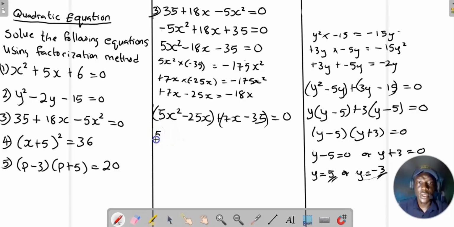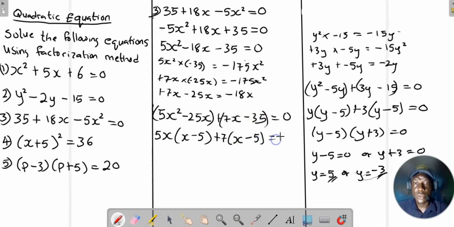Remember, when you factor out, what's common here? You have 5x, and you also have 5x here. So the common term here is 5x. When you factor out 5x, you are left with x here and minus 5 here. In this case, what's common? We have 7 here and we have 7 here. So plus 7. When you factor out 7, you are left with x, and minus 5 here. All of them is equal to 0.